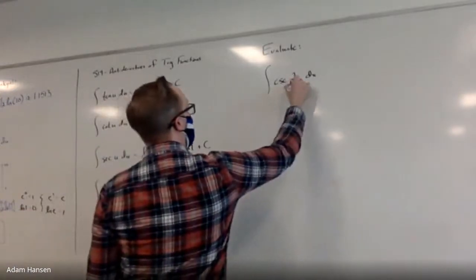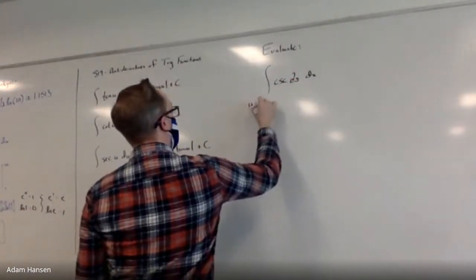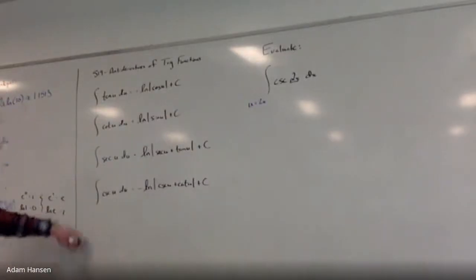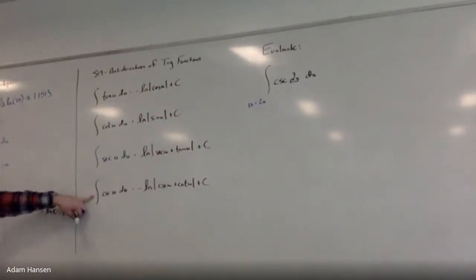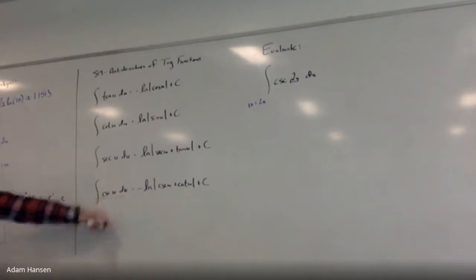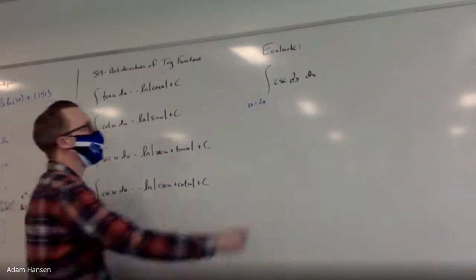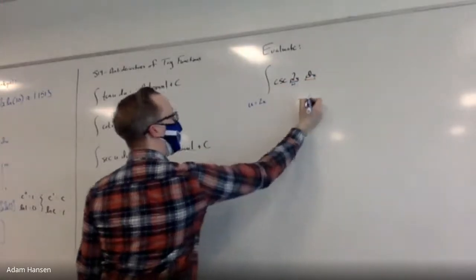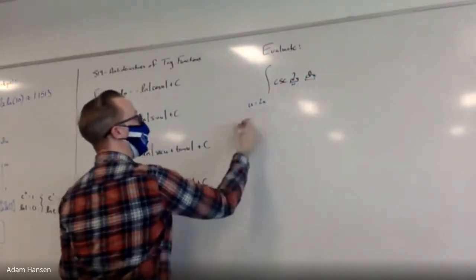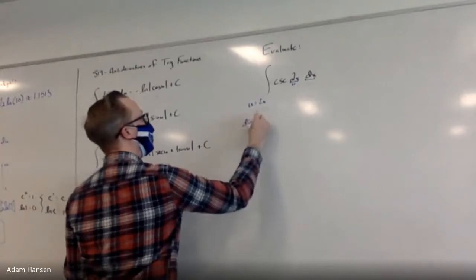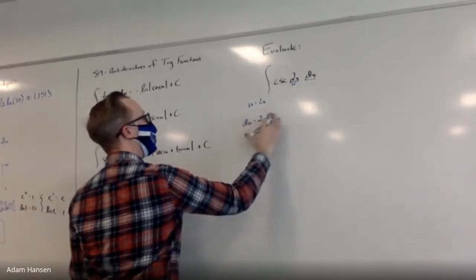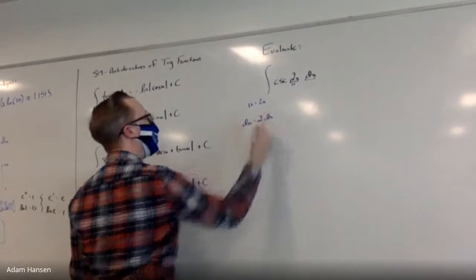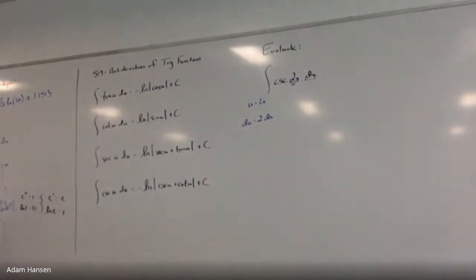I'm trying to write this expression so that it matches my definition of the antiderivative of cosecant u du. I let u be 2x. I'm getting closer. Let's also figure out what dx is equal to by taking the derivative of u equals 2x. Du equals 2dx.